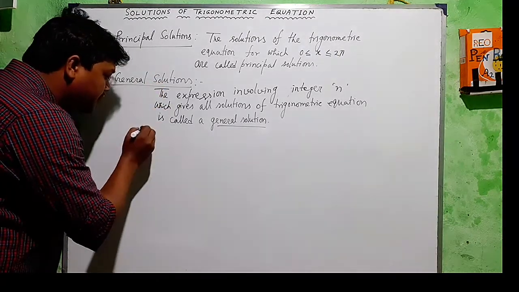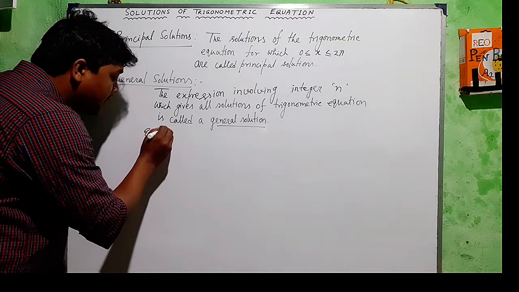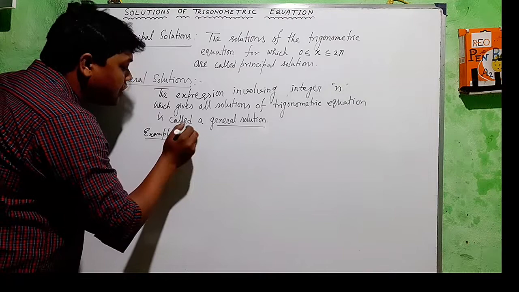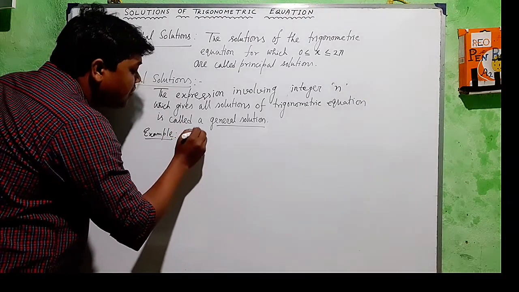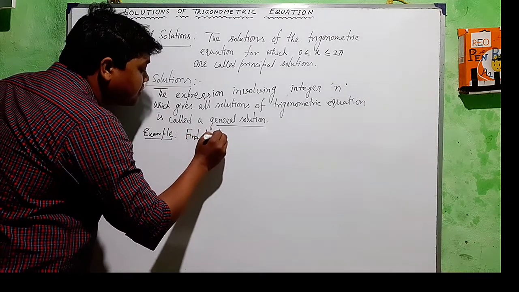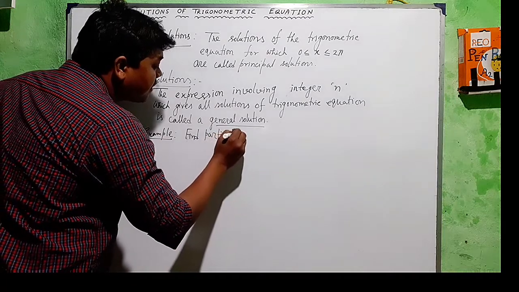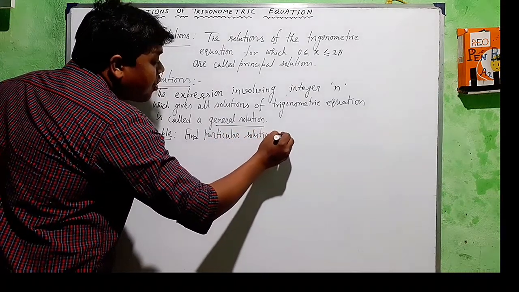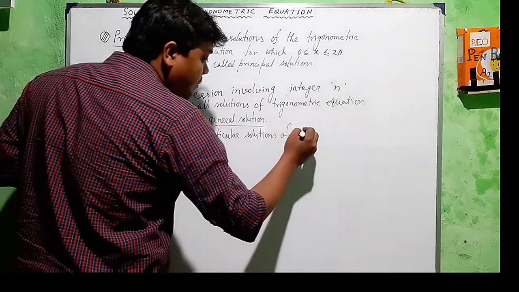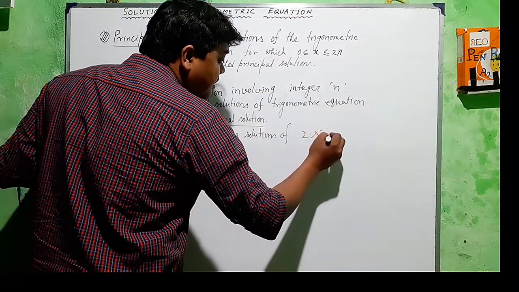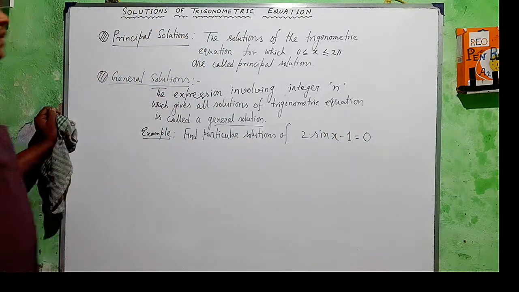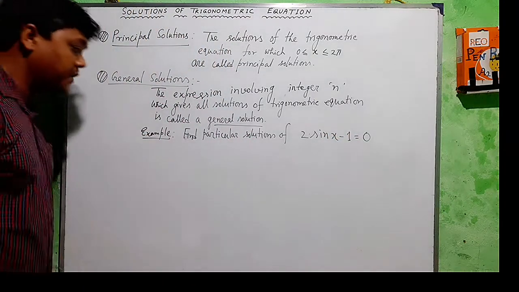Okay, so we took an example, and I am doing this part: for example, find particular solutions of the trigonometric equation. I have not mentioned it here, I just write down the equation 2 sin x minus 1 equals to 0. I have already given this example.